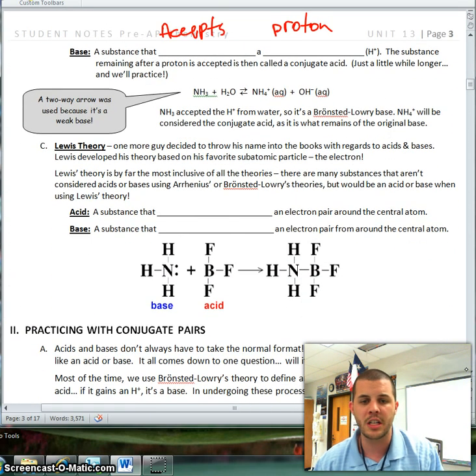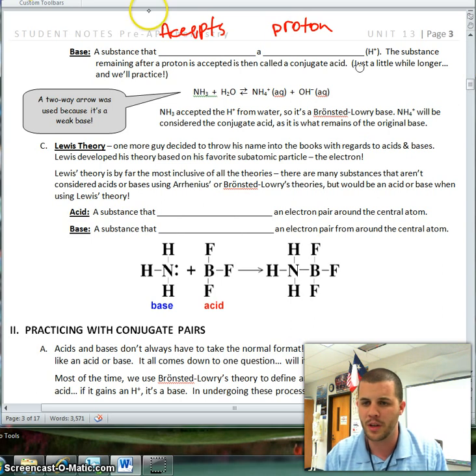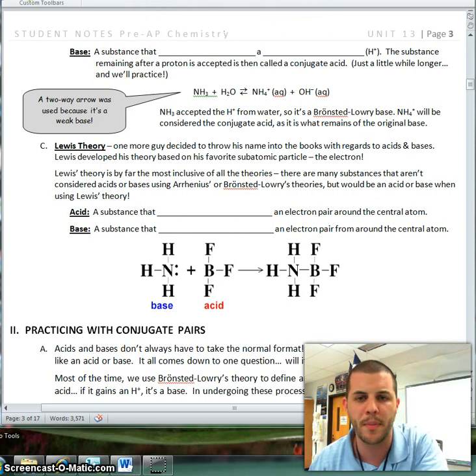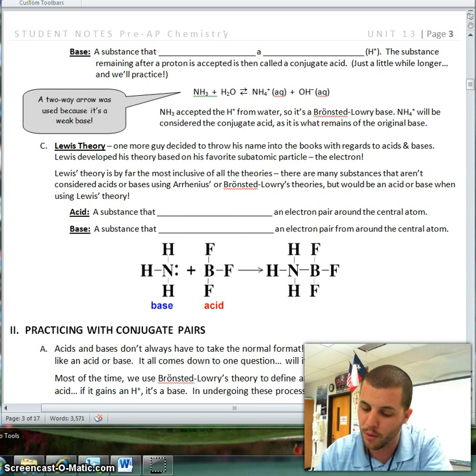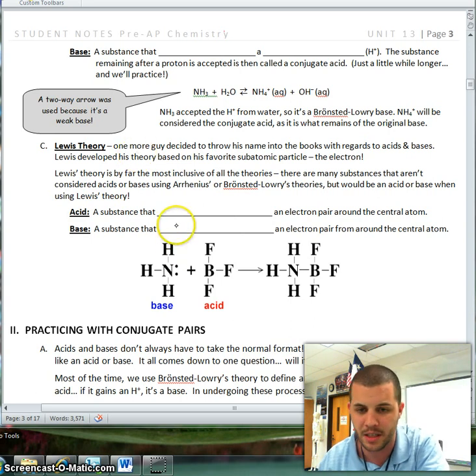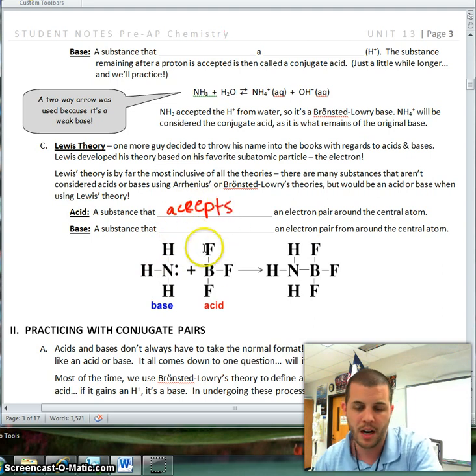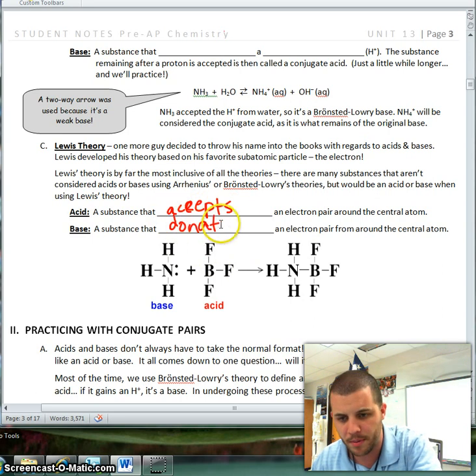So that gets us into Lewis. Lewis kind of had a tricky definition of acids and bases. To be real honest, we're not going to talk a whole lot about the Lewis definition, but it is important for you to at least know it. What Lewis said is that an acid is a substance that accepts an electron pair, and a base is a substance that donates an electron pair.